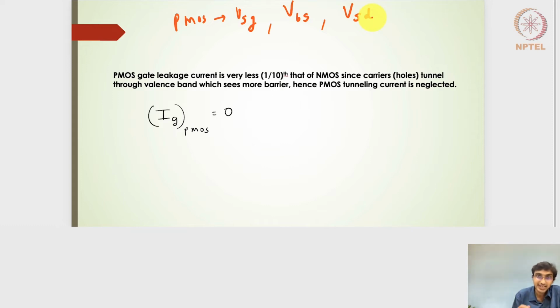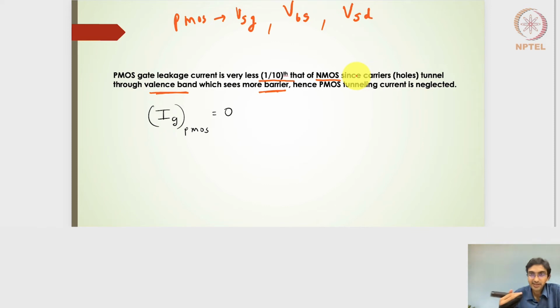For the PMOS, the gate leakage current turns out to be very, very small, about 1/10 that of the NMOS transistors with a similar VGS effect. If the VGS for the NMOS transistor is 1, and the VSG for the PMOS transistor is 1, I will still get a gate leakage current that is 1/10 that of the NMOS. The reason is very simple: for the NMOS, the tunneling current is due to the majority carriers, the electrons, which tunnel from the body or the source side to the gate side.